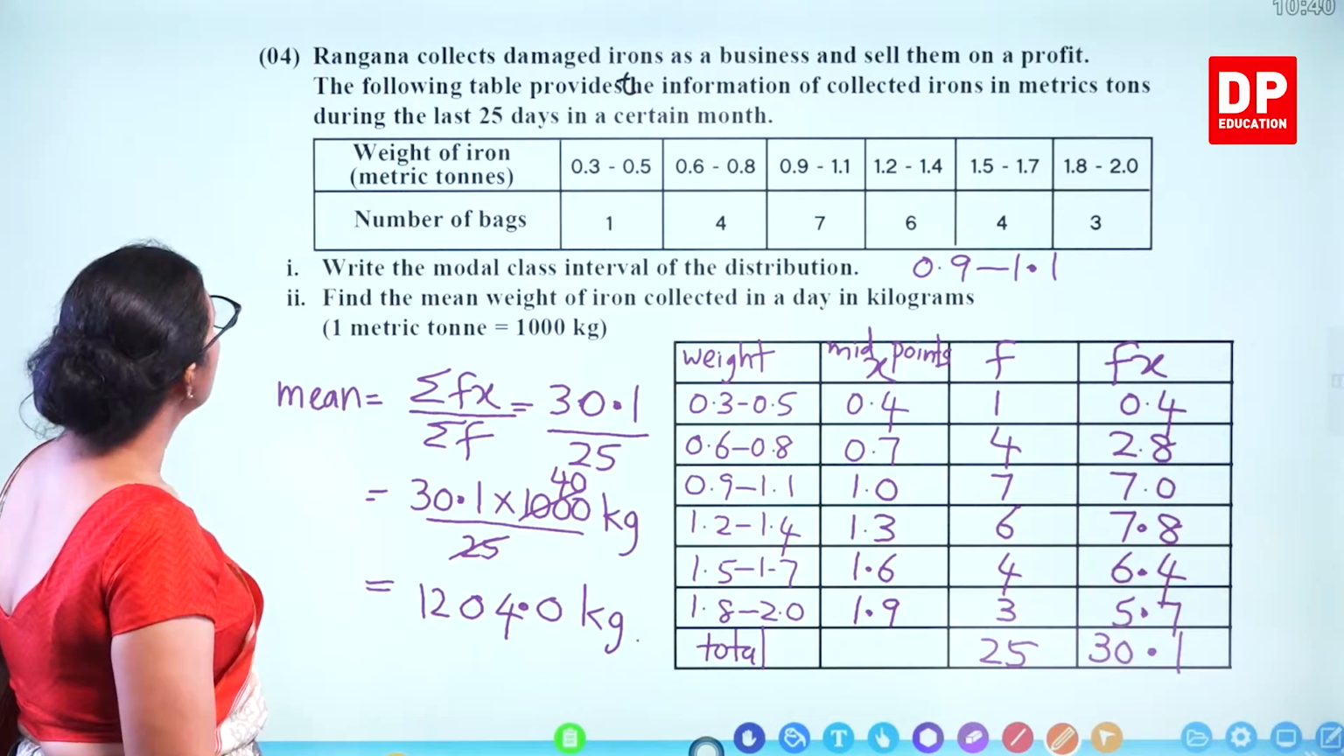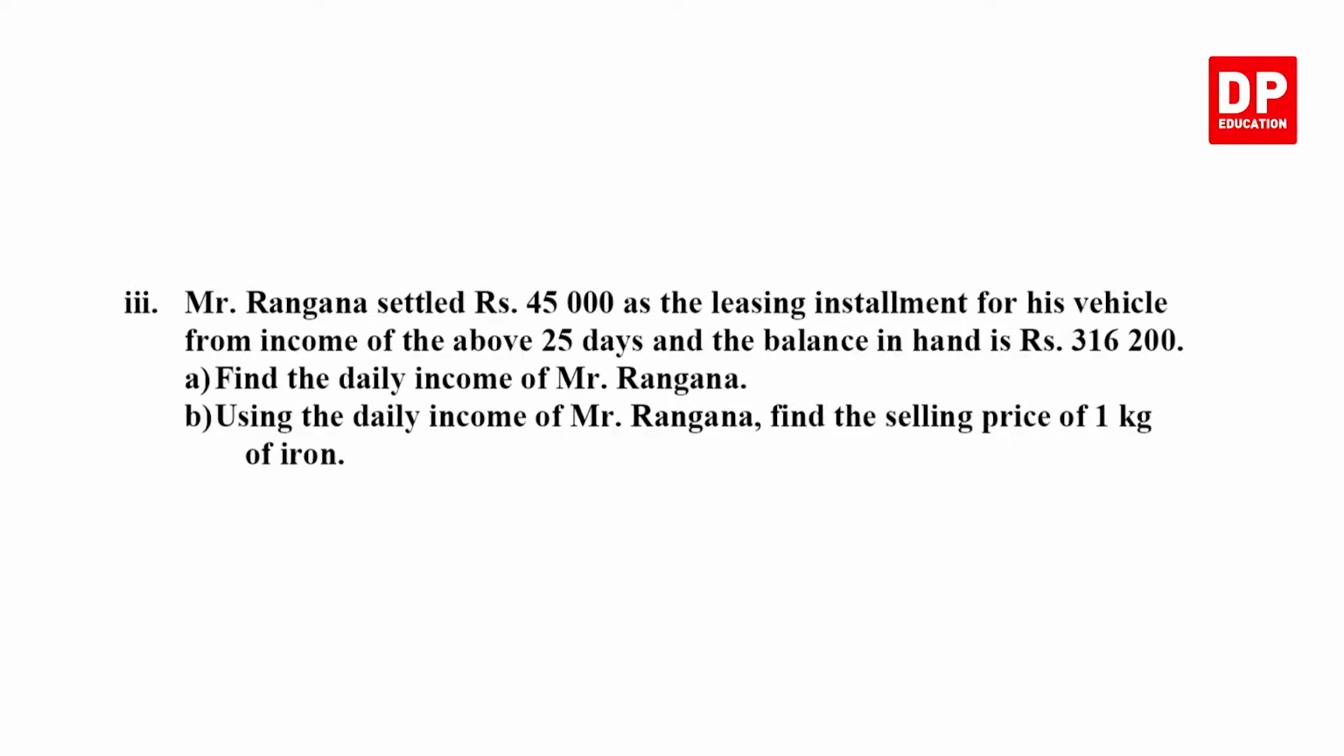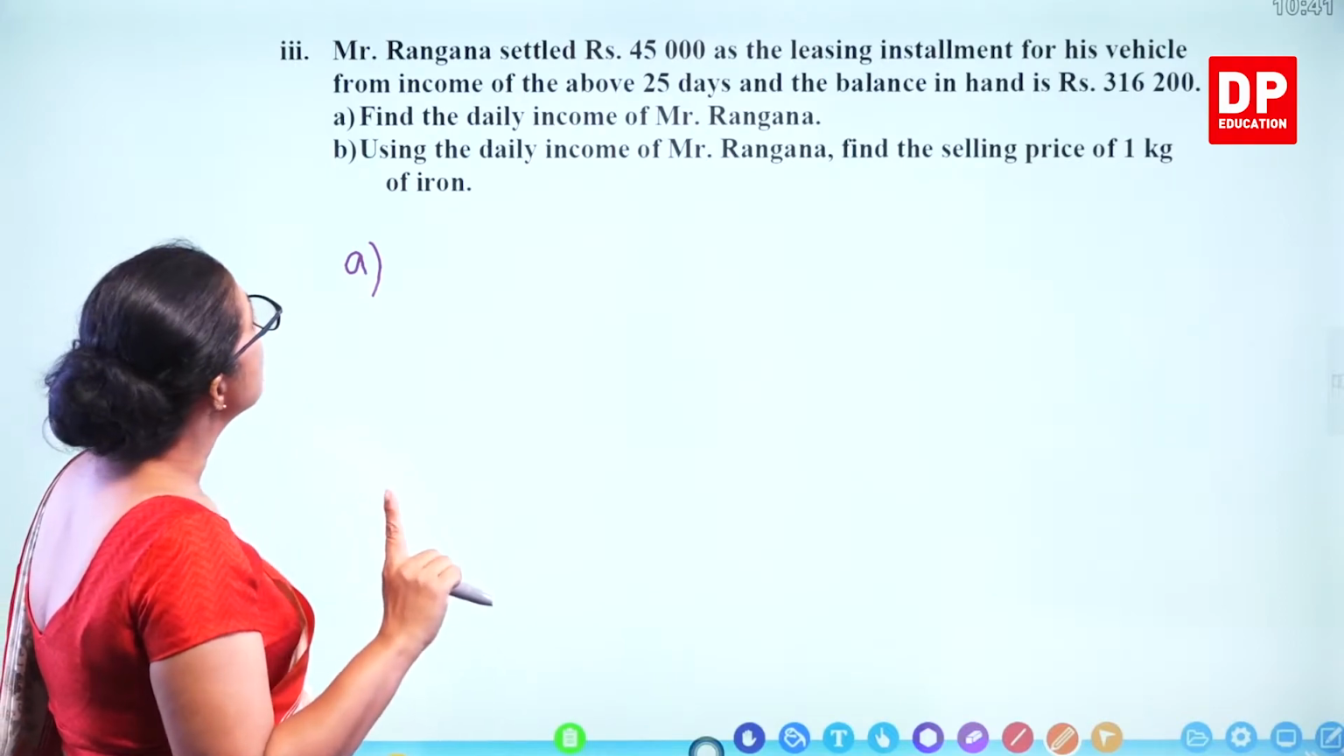So how do you get marks? So we have several parts. First do it and then we'll give marks. Third part, Mr. Rangana settled 45,000 rupees as the leasing installment for his vehicle from income of the above 25 days, and the balance in hand is 316,200 rupees. Find the daily income of Mr. Rangana. So what's the daily income?